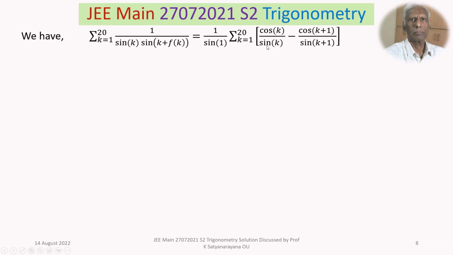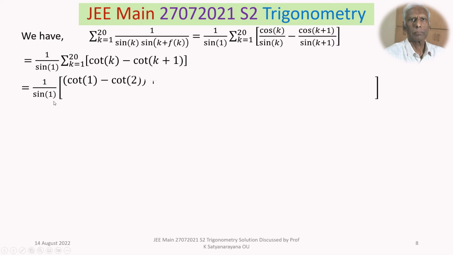Now cos k by sin k is cot k, and cos k plus 1 by sin k plus 1 is cot k plus 1. So write down 1 by sin 1, sigma k equals 1 to 20, cot k minus cot k plus 1. Now this is a finite series with a finite number of terms, and this is a telescopic series. In a telescopic series, if you expand, the terms will get cancelled, and you will be left with the first term minus the last term. So let's see what it is.